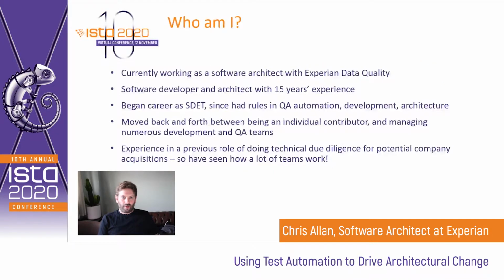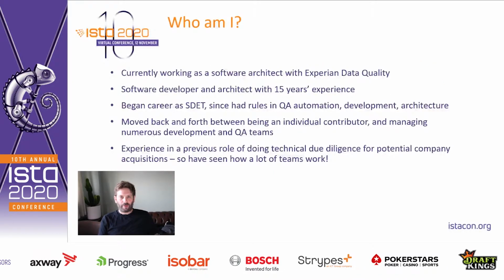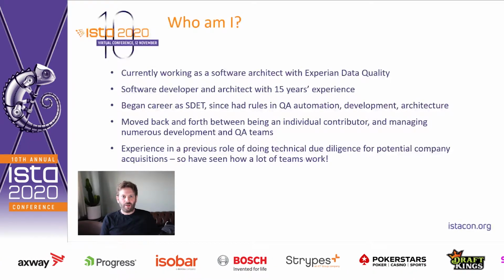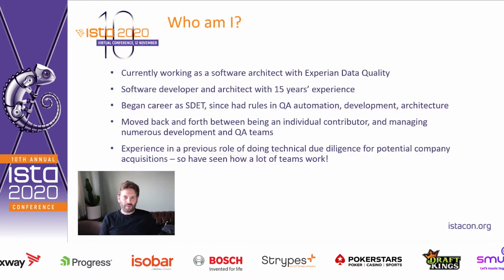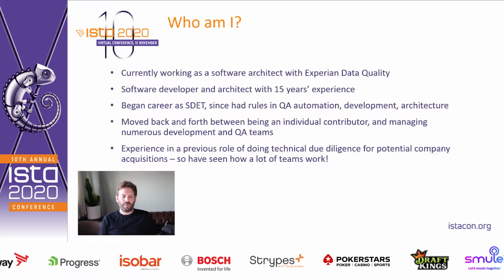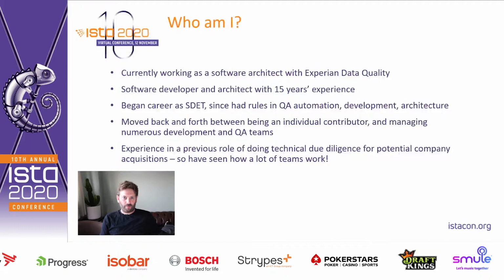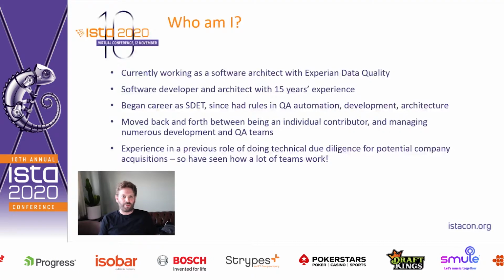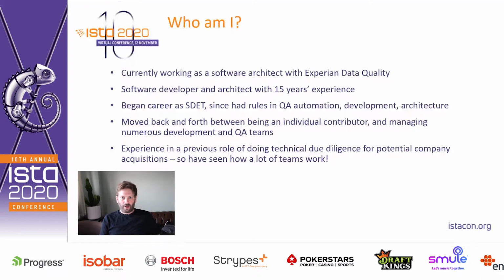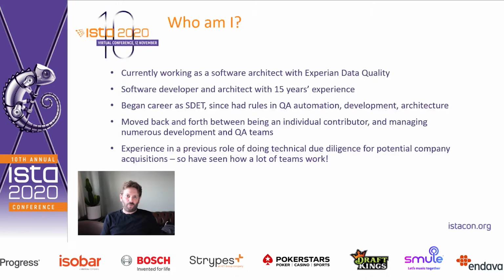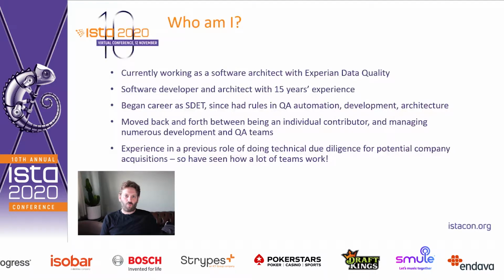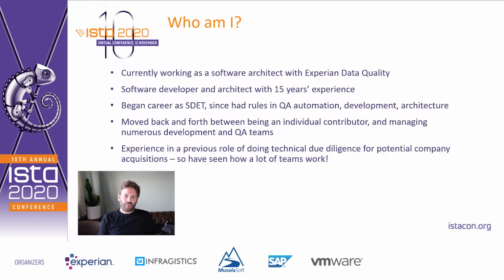So first, a very little bit about me. I'm currently a software architect with Experian Data Quality. I've been doing this kind of work for about 15 years, starting off in test automation as a junior engineer, and since then had a variety of different roles, both management and as an individual contributor. I've also been involved in the past doing due diligence for potentially acquiring software companies, which gave me quite a broad range of working with different teams, understanding what works and what doesn't.